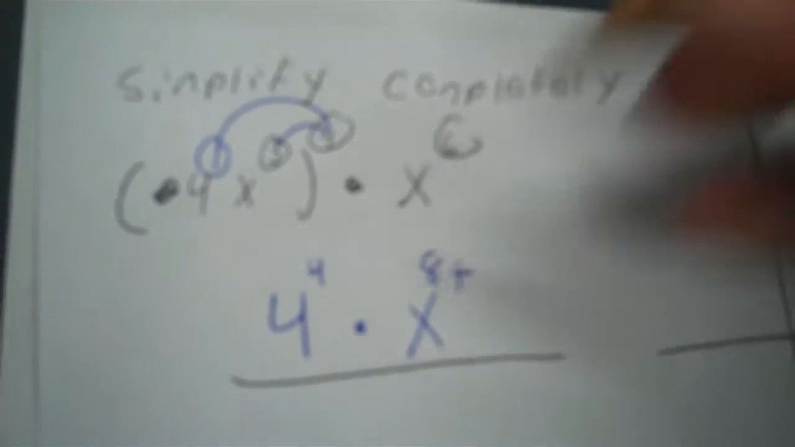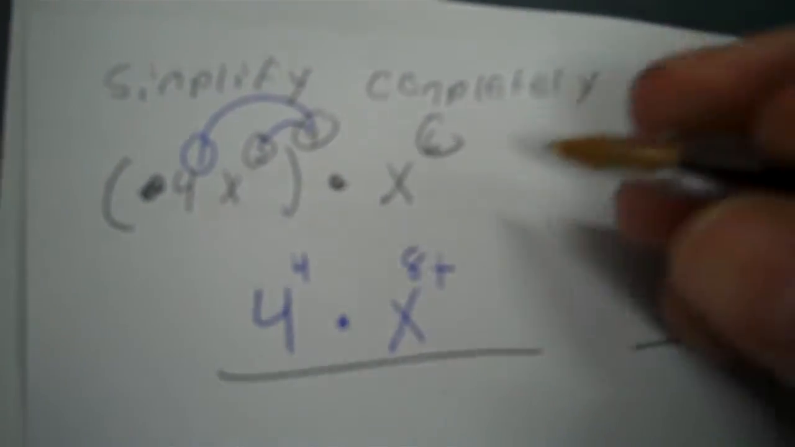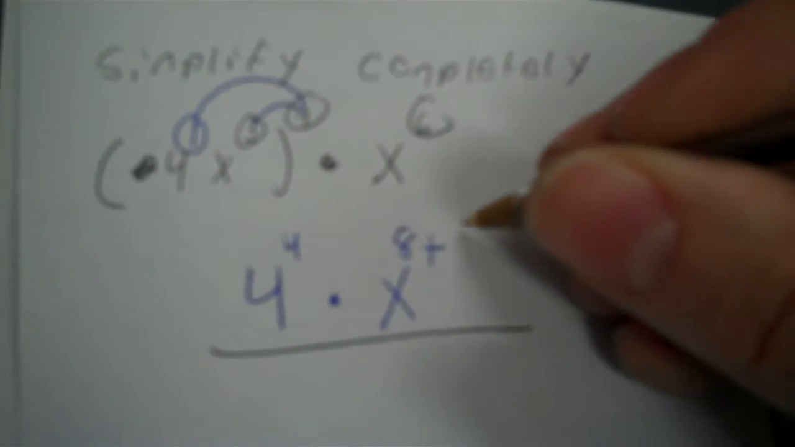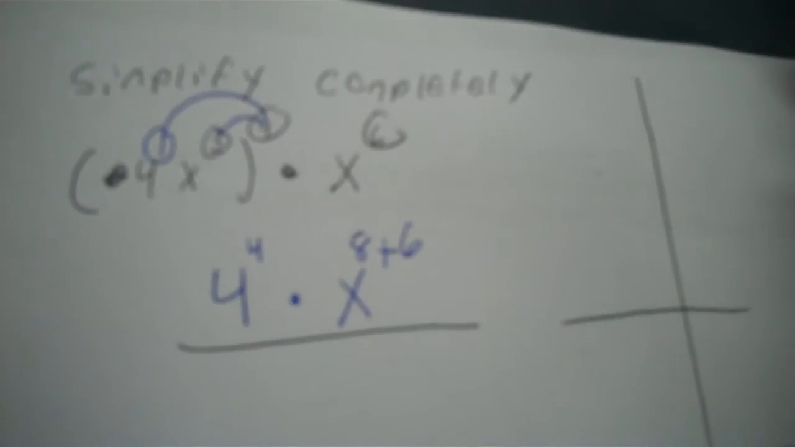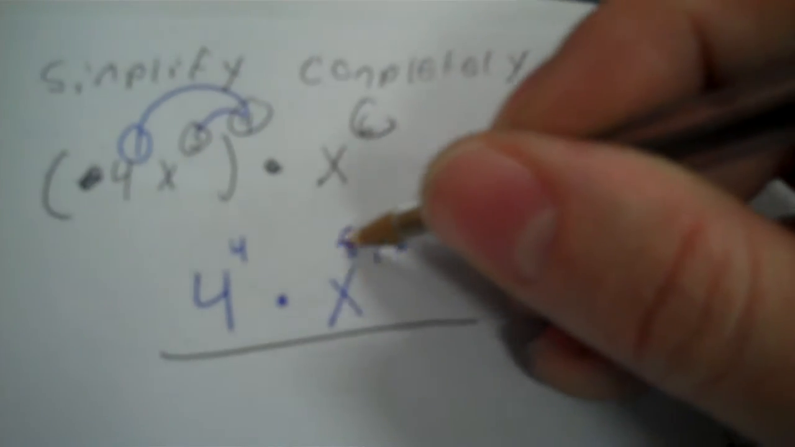Now x, remember there's 2 of them, that's why we need a plus sign. So the first x is to the 2, but it's in parentheses, so 2 times 4 is 8. And the other x is just a 6, and that's outside, it's not in a parentheses, so it's just 6. So 8 plus 6 is 14.